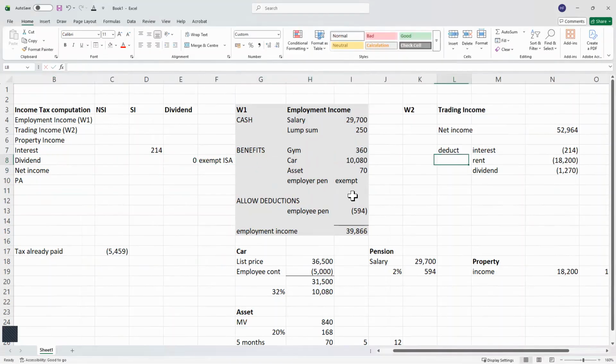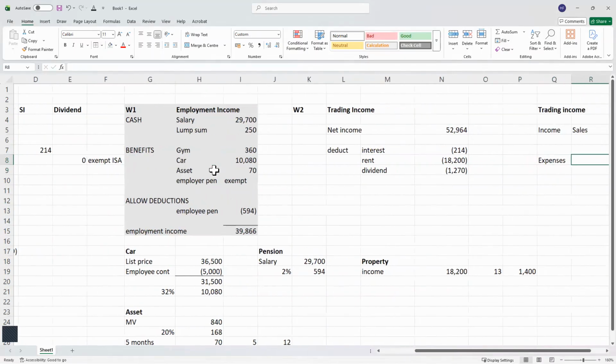So we're taking out 1,270 from the trading income, and then normally we would then bring that into tax in the income tax computation, but we know that the dividend income is exempt as the shares are held in an ISA, so nothing to bring in here.